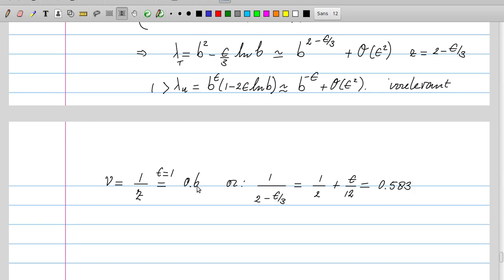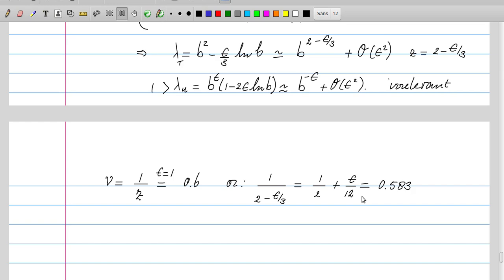Now many authors do this differently. They write, okay, we have 2 minus epsilon over 3, the exponent is 1 over 2 minus epsilon over 3, and if we expand this to first order in epsilon, we get a half plus epsilon over 12, and that is 0.583. So the difference is due to the way you approximate the result, and it's always of order epsilon squared. Although epsilon is 1 here, it's the prefactor of the epsilon squared term, which is also very small.